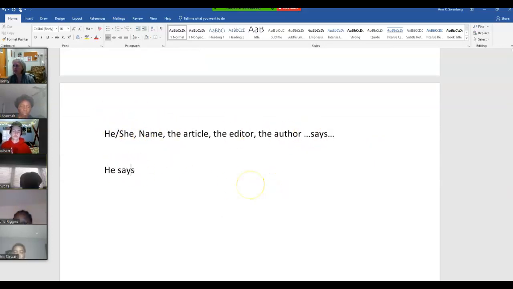So let's start with he says, and always a comma. So I'm going to put a comma after every single one of these, and so are you, okay? It's he says, comma, quote. She says, comma, quote. The article says, comma, quote. The author says, comma, quote. All right, so we've got says.